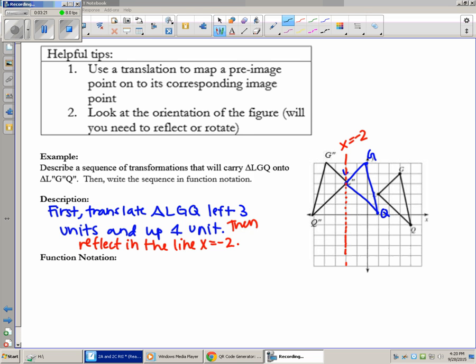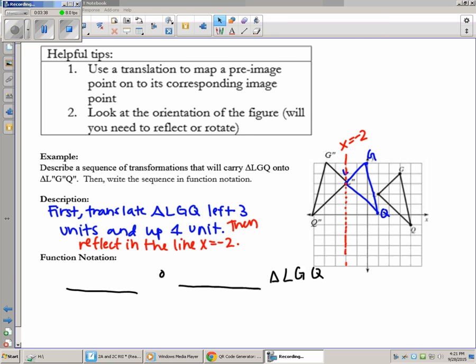Remembering function notation, order is very important. So I'm going to write myself this note. When a composite transformation is written in function notation, I read from the right to the left. So that means this would be my first transformation, followed by the one on the far left. We said above that we were going to first translate triangle LGQ left 3 units and up 1 unit. So that would be a capital T.